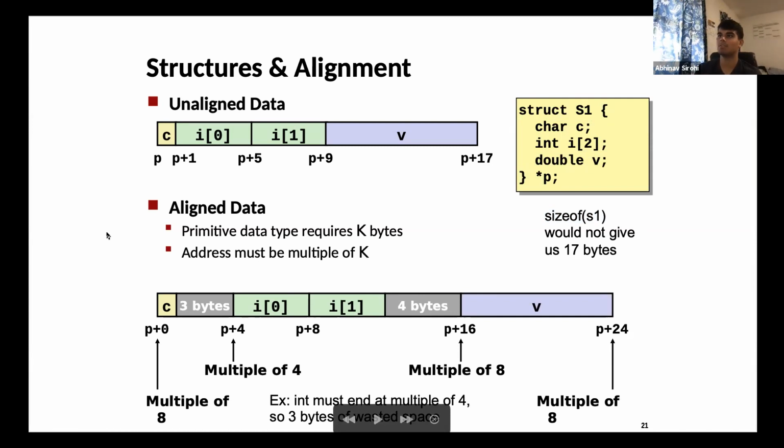So basically how it's stored is things are aligned in a specific way in memory. So if you store a struct, the primitive data types all require k bytes, right? Which is how big k corresponds to how big that data type is, and each address must be a multiple of k. So this is the condition that does not allow us to store the data like this.